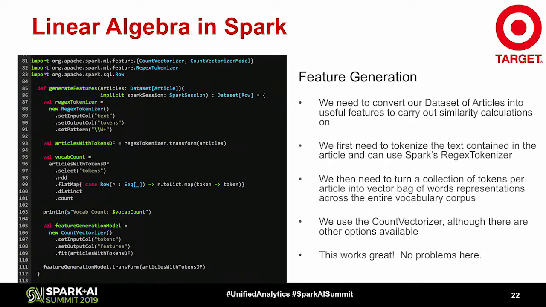You actually have to create a model for the count vectorizer and fit it against your input, because you need to have the view of the whole vocabulary. Then you can take that model and transform your input data set so you get those vocabulary vectors filled in on a per input feature basis. This works great. I've used this in other applications when building Spark projects, so there's really no problems here.